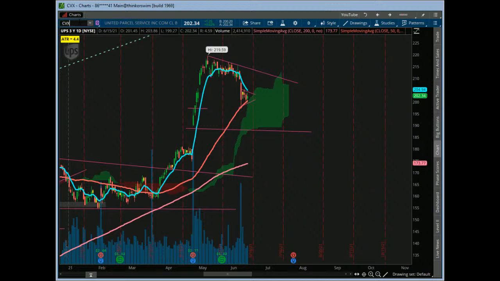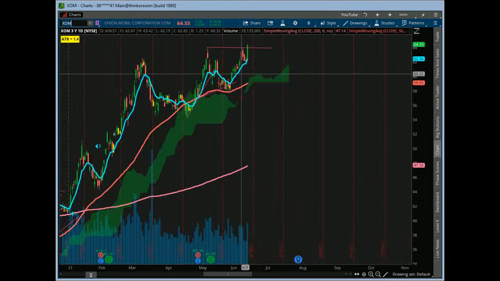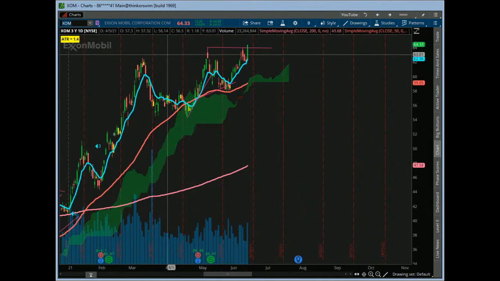Ollie Wally, what's going on? CVX, yeah, so oil. Goldman with the big oil upgrade today after a couple weak names the other day. So big push here on CVX, and XOM was another one too. Kind of look like a cup and handle there on CVX, and kind of ish here on XOM.